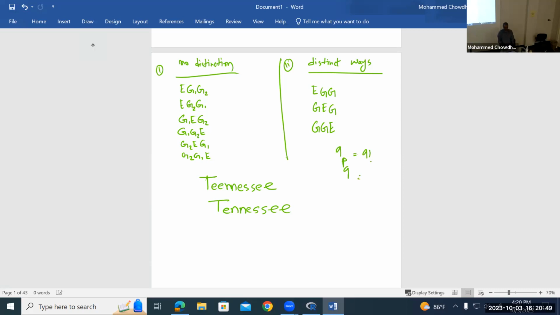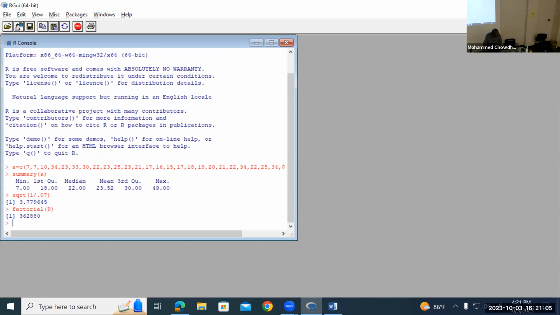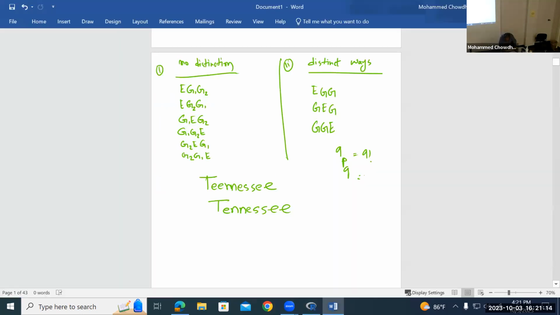Factorial 9 equal to what? Can one of you help me, please? 362,880. That many times you have to write the letters of the word Tennessee. You understand why I said you have to bring your grandparents, all of them have to be locked in a room to write all of this?